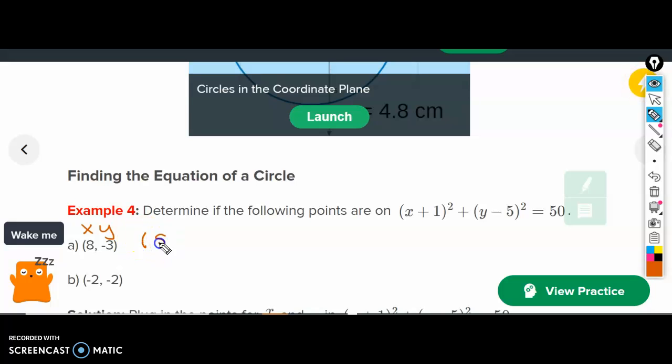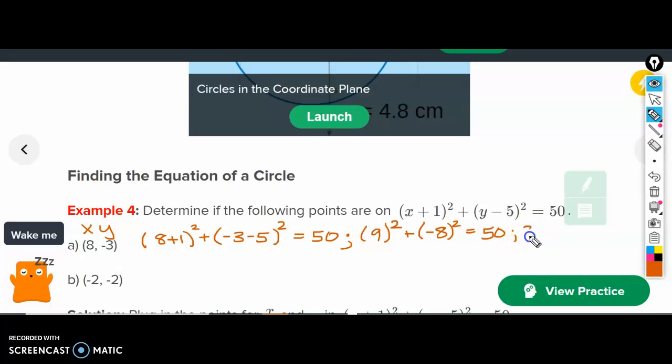So I'm going to take x plus 1 squared plus negative 3 minus 5 squared. I'm just substituting in because these points are x, y. And I want to see if that equals 50. 8 plus 1 is 9. So I'm going to have 9 squared. Negative 3 minus 5 is negative 8 squared. And I'm going to see if that's equal to 50.